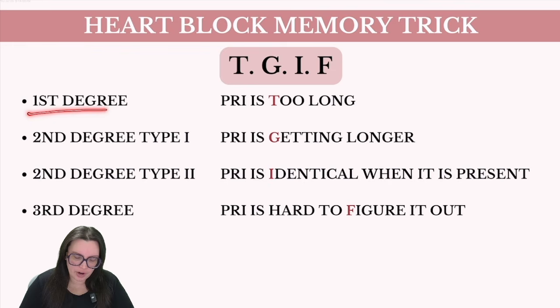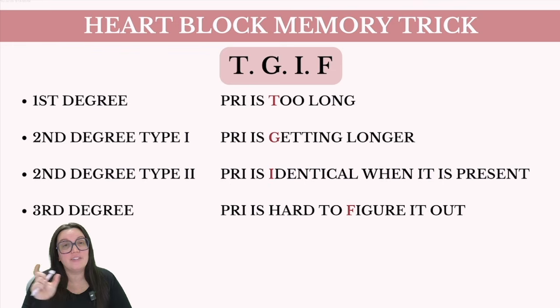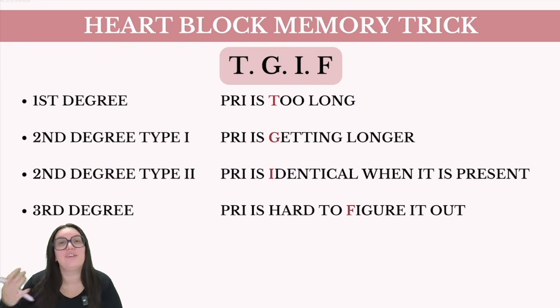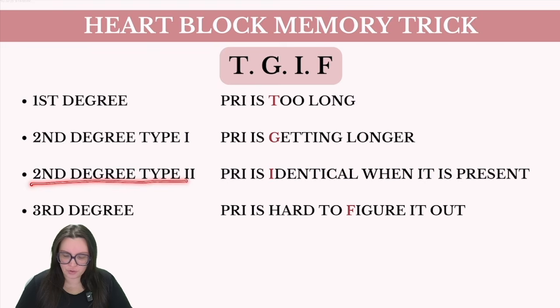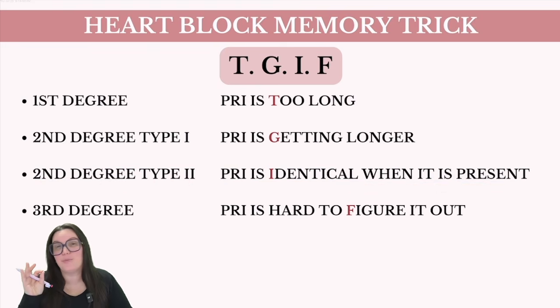So with the first degree heart block, our T stands for too long, meaning that the PRI is going to be too long. It's going to be outside of our normal values. With our second degree type 1, the PRI is getting, that's our G, longer, longer, longer until eventually we have a dropped QRS beat. The second degree type 2 means that the PRI is going to be identical, that's our I, when it is present.